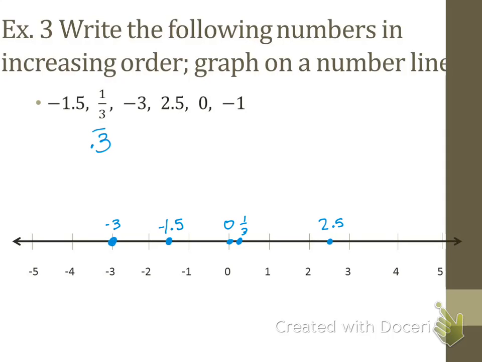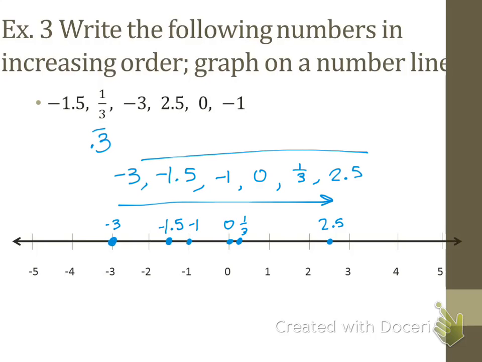And then -1. So look what this number line has done for us. It has already written out our answers in increasing order. So all I've got to do is copy it down. -3, negative 1.5, negative 1, 0, 1/3, because I want to write it as the original, and 2.5 is increasing order.